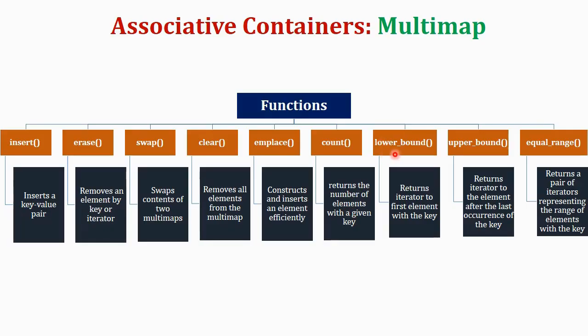The next function, lower_bound, will return the iterator to the first element with the key. And next one is upper_bound. It will return the iterator to the element after the last occurrence of the key. Then the last one is equal_range. It will return a pair of iterators representing the range of elements with one key.